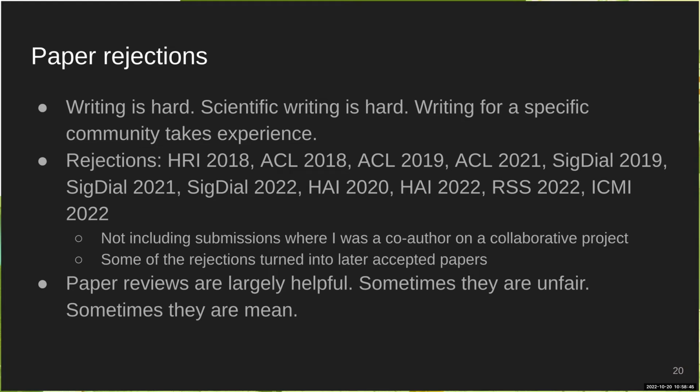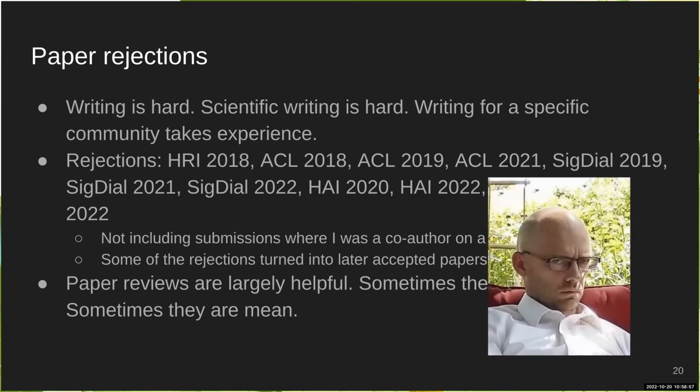Because even if your paper is so bad that they think it's terrible, they should still be professional about it and try to give you suggestions about what to do next. Has that happened to me? Yeah, this was my face.